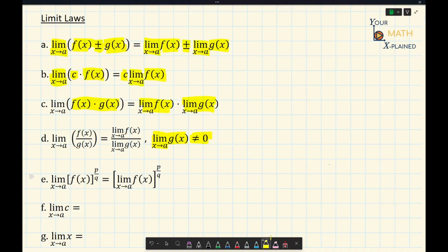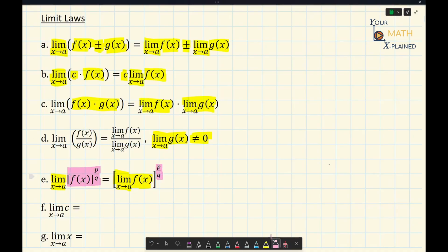The fifth law says if we want to find the limit as x approaches a of some function raised to a power, then what we can do is find the limit as x approaches a of our function first, and then we raise it to that power.